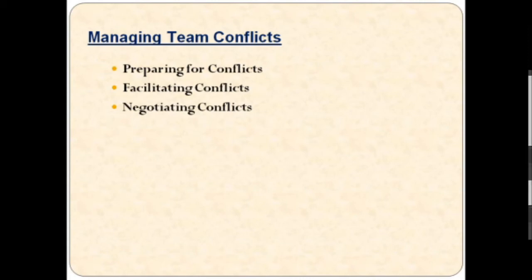and facilitating conflicts. First technique is preparing for conflicts. Teams often try to ignore or avoid conflicts rather than addressing them. This strategy allows the conflict to grow. Sometimes task conflict becomes relationship conflict because it has not been resolved.